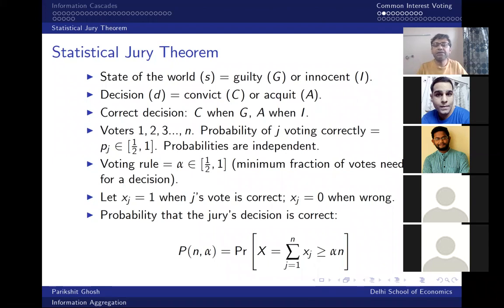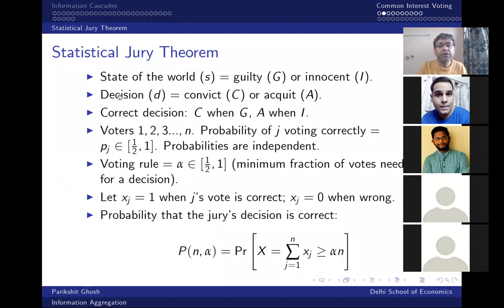Okay, so let's see the model. We'll continue to use the metaphor of the jury trial without, as I said, meaning it to be an analysis of only jury trials. In fact, not jury trials, big elections.